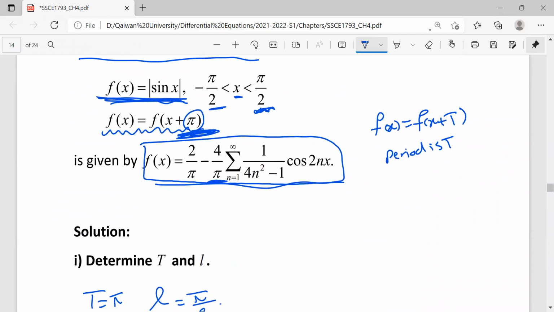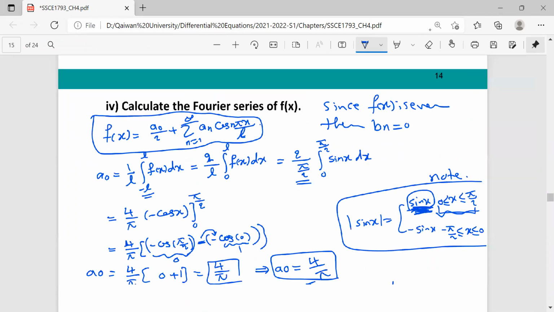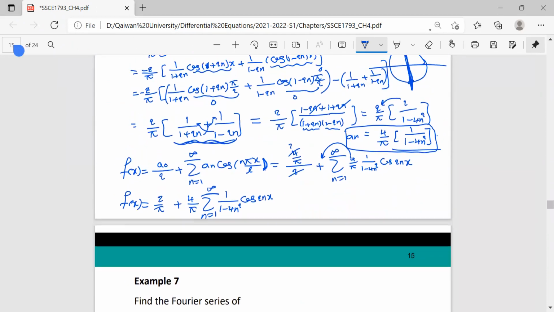And minus 4 over pi, the sum of 4n squared minus 1. But we got 1 minus 4n squared. If we take a negative sign there, we get the same result. If we take a negative sign here, it's 1 minus 4n squared, and it becomes 4n squared minus 1. And we take the negative sign out of the summation, it becomes 2 over pi minus 4 over pi, the sum, n equals 1 to infinity, of 1 over 4n squared minus 1.